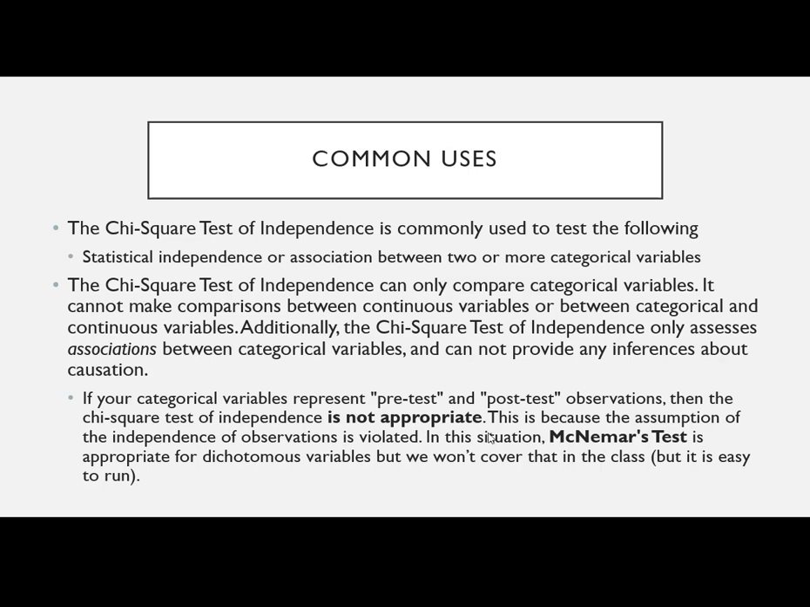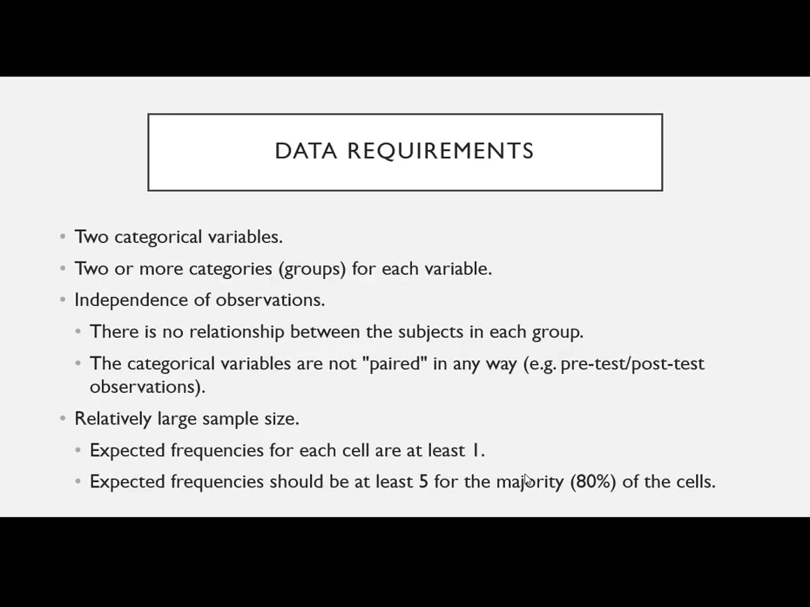And then if you have a pre-test, post-test situation, the chi-square test of independence is not appropriate. You have to do this McNemar test. We're not going to cover that in this class, but it's easy to run if you Google how to do it. It's very similar. You just click a different box.